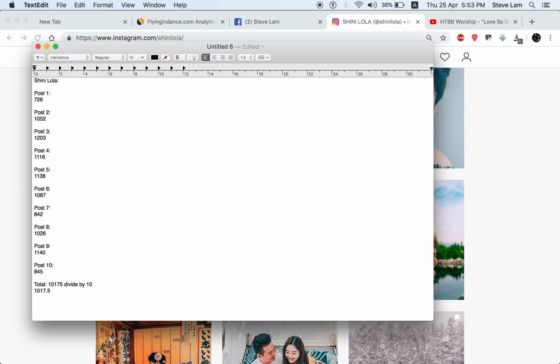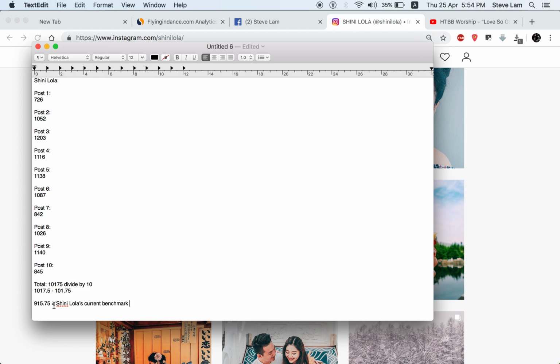After that, this is the number that you take your percentage from. So 1017.5 take away 10%, you minus off 101.75, and your grand total should be 1017.5 minus 101.75. You get 915.75. Dude, this is Shini Lola's current benchmark.